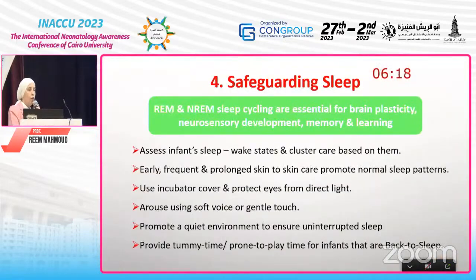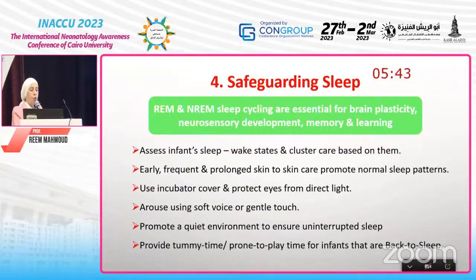The fourth core measure is safeguarding sleep. And this is considered a very important core measure in the neuroprotective bundle in the neonatal ICU. REM and non-REM sleep cycles are essential for brain plasticity, neurosensory development, memory, and learning. We should assess the infant's sleep-wake states and cluster care based on them. Use incubator covers and protect the eyes from direct lights. Use adjustable lights. Arouse the baby using a soft voice or a gentle touch.